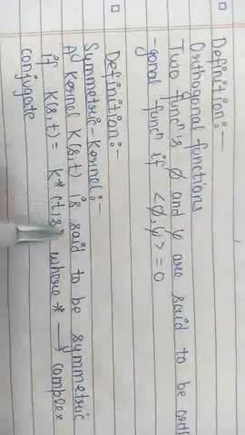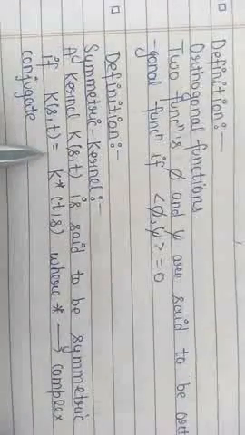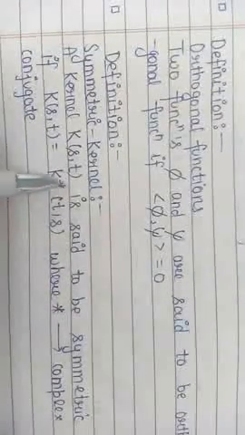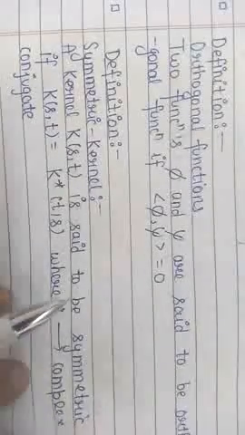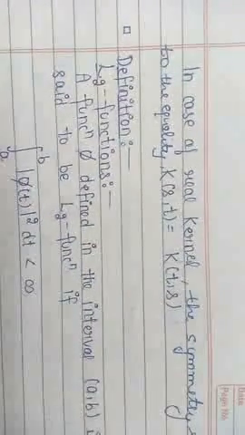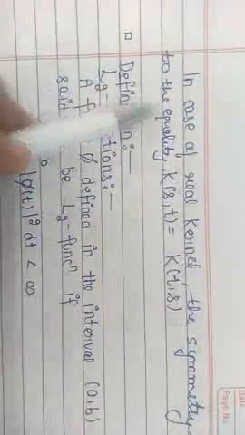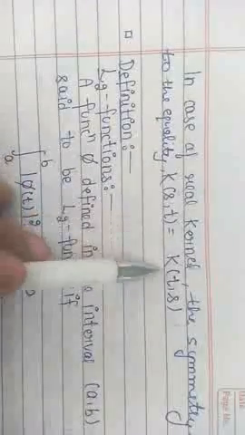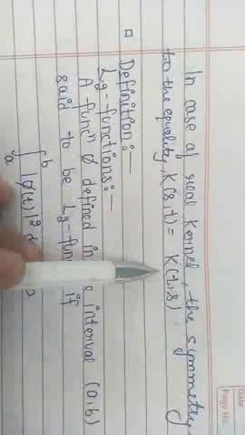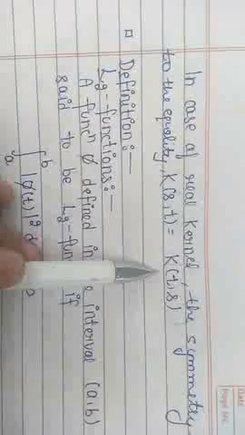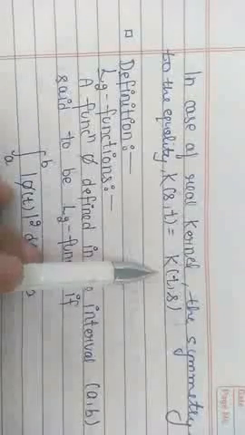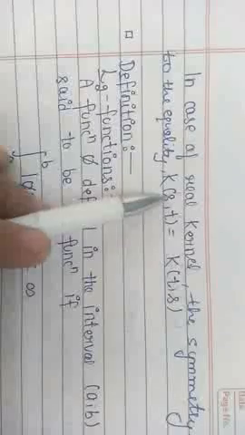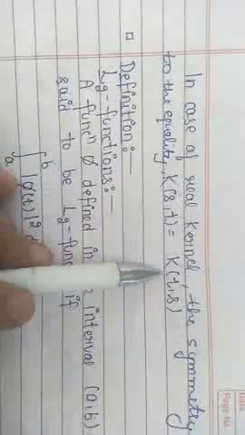Next is, what is a symmetric kernel? A kernel K, which is a function of s and t, is said to be a symmetric kernel if K(s,t) is equal to K star (t,s). Here the asterisk denotes the complex conjugate, and in case of real kernels, the condition of symmetry reduces to the equality K(s,t) is equal to K(t,s). So if the kernel is real, its complex conjugate will be the same as itself, so the condition of symmetry reduces to this form.